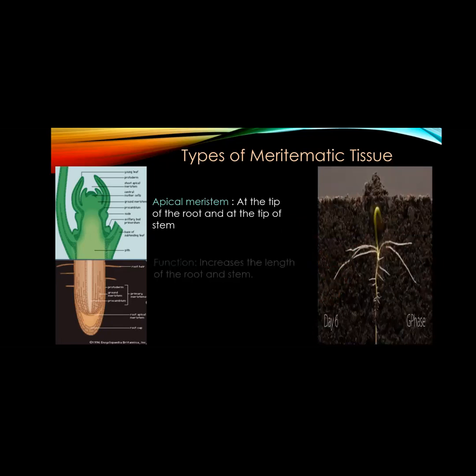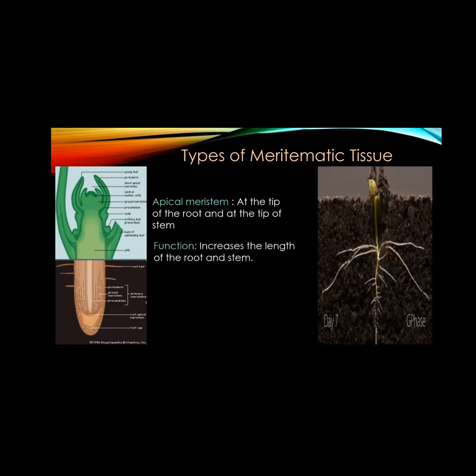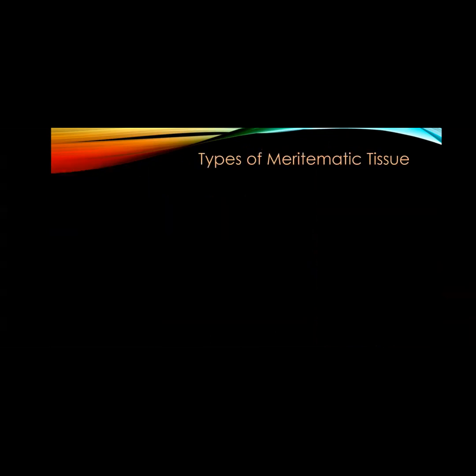The roots are growing in length and going deep in the soil. So, the function of apical meristem is to increase the length of the stem as well as the length of the root. Apical meristem present in the stem helps in increasing the length of the stem. In the same way, the apical meristem present at the tip of the root helps in increasing the length of the roots. So it is the function of apical meristem.